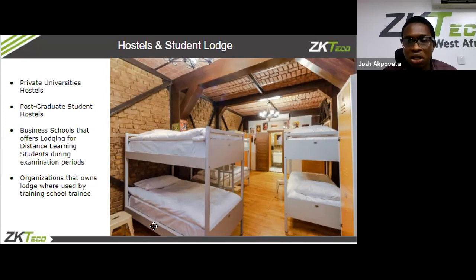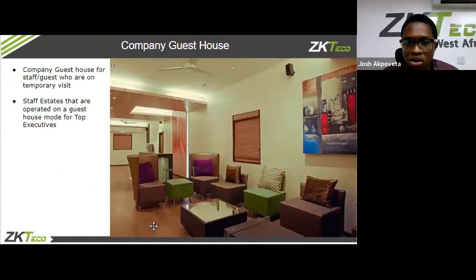So everybody is going to have a mobile key, meaning that at any point in time, you can use your mobile phone to actually unlock the doors and all. So these are the key advantages for these solutions that are provided. And as well, it also works for the company guest house.